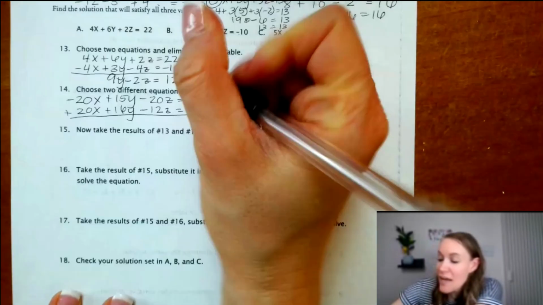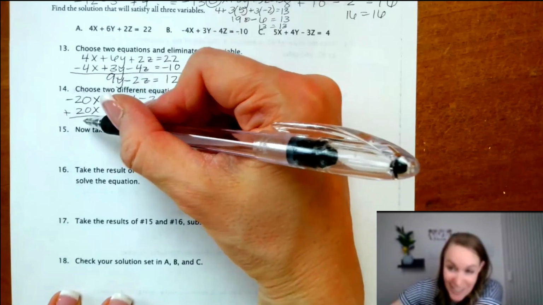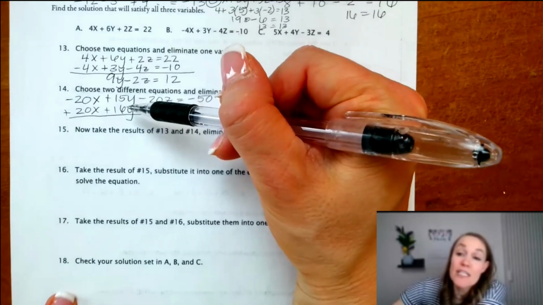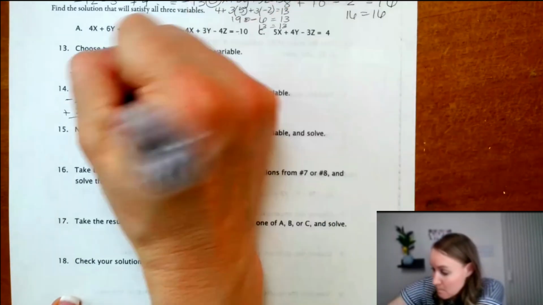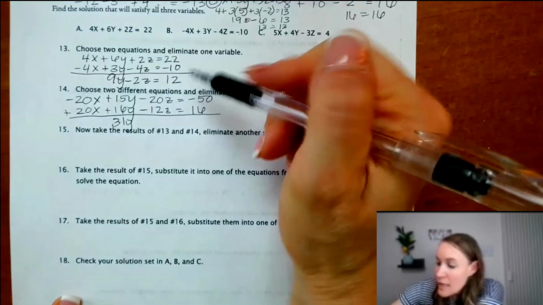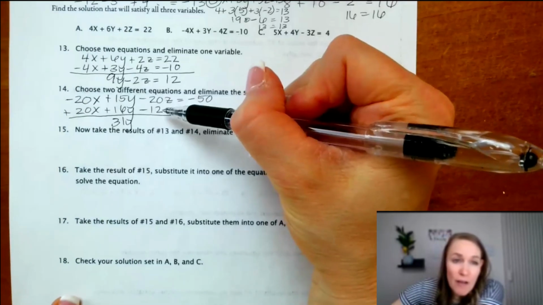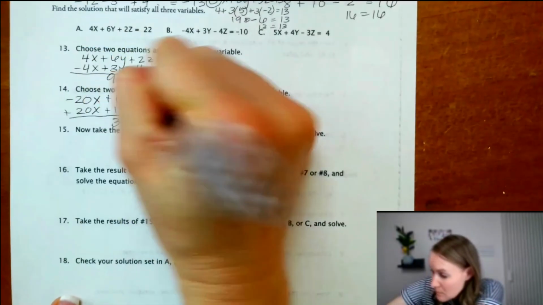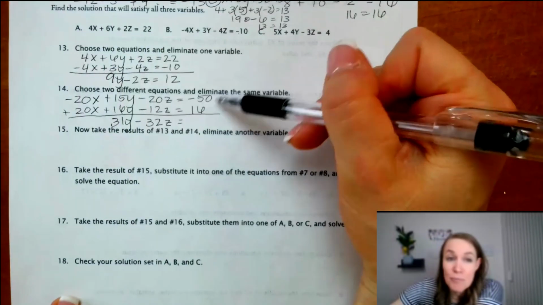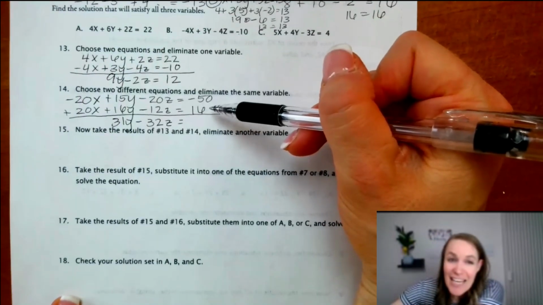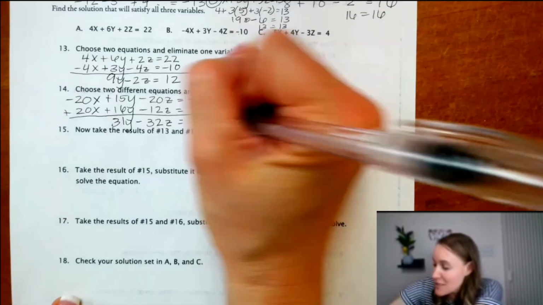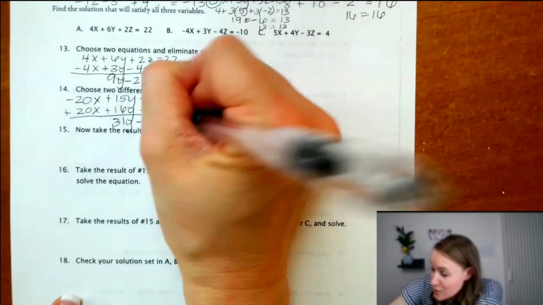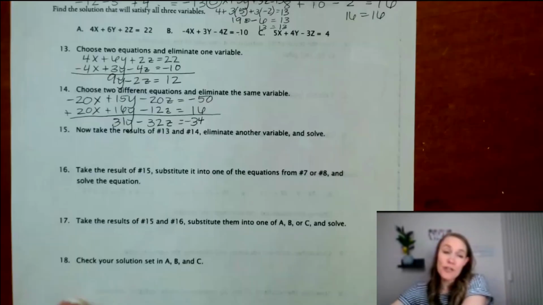All right. Negative 20x plus 20x is 0. Perfect. 15y plus 16y. I know 15 plus 15 is 30, so that's 31y. Negative 20 minus 12 is negative 32z. Negative 50 plus 16 is... 10 minus 6 is 4. 5 minus 1 is 4. 4 minus 1 is 3. So 34. So we're at negative 34.